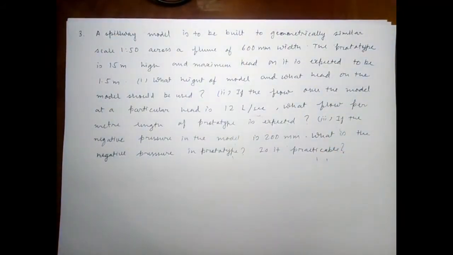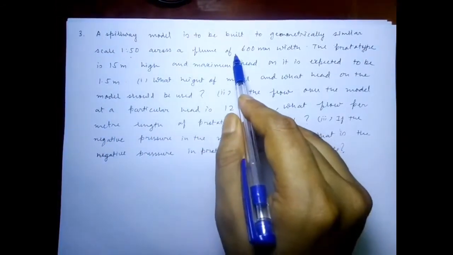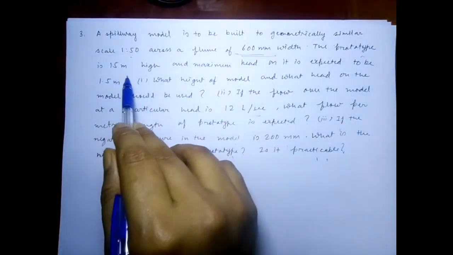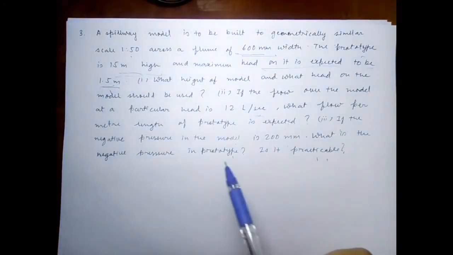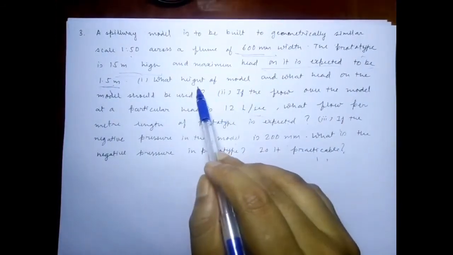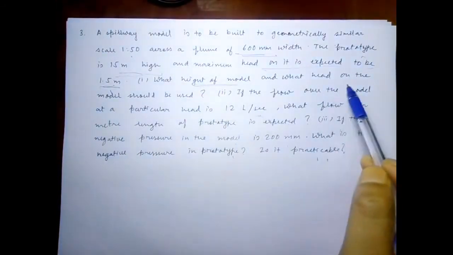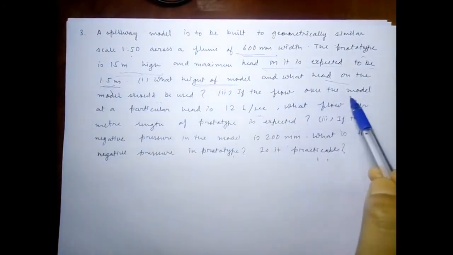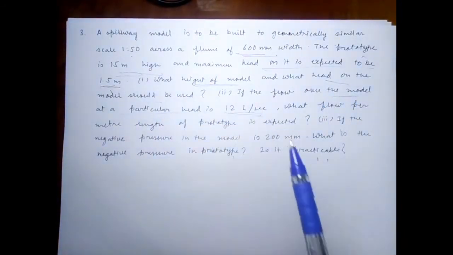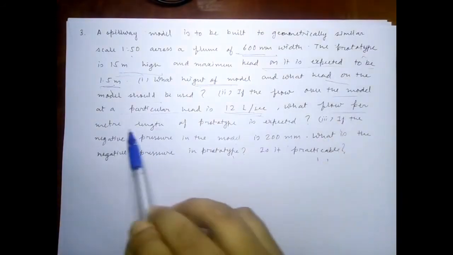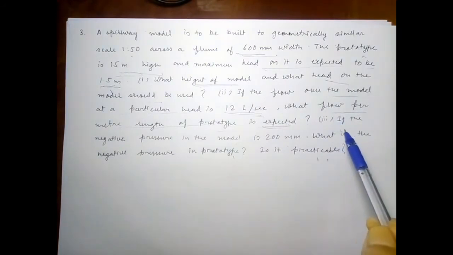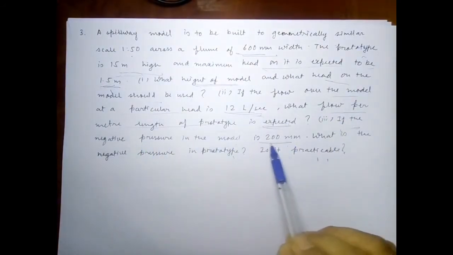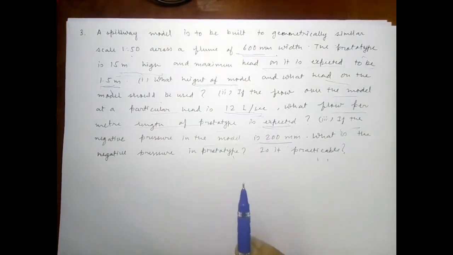So what we all are given? We are given a scale ratio, a flume width, and the height of the prototype, and the maximum head expected on it. And we are asked to find the height of the model and head on the model, and if the discharge over the model at a particular head is 12 liter per second, what flow per meter length of prototype is also expected. We are also asked for the flow for the prototype. And if the negative pressure is given for the model, what shall be the negative pressure in the prototype? And at last we are asked, is it practicable or not?